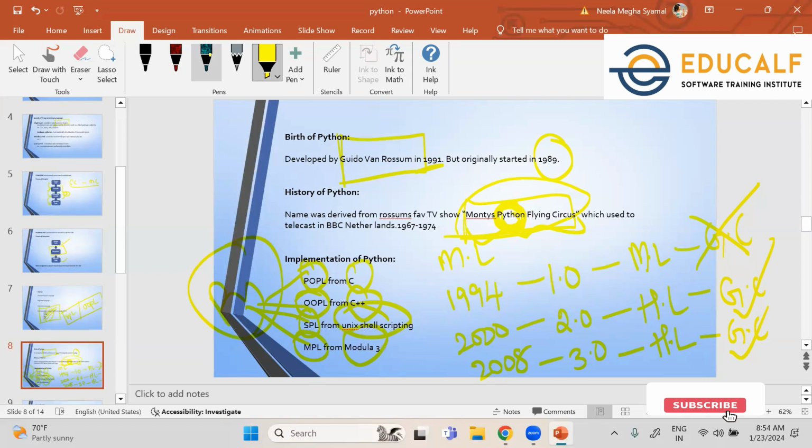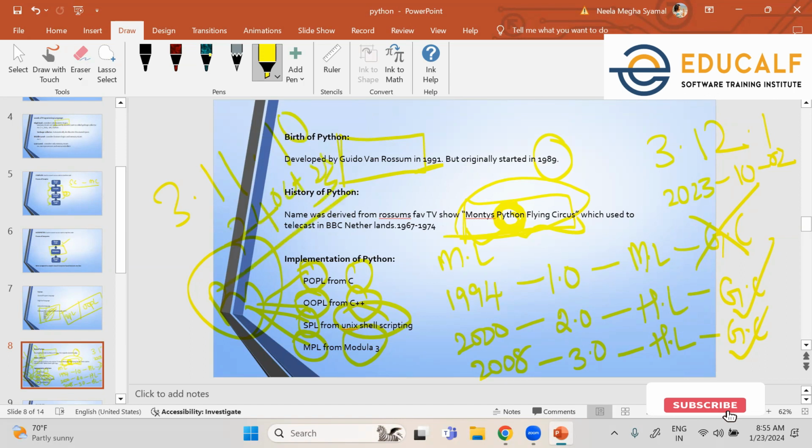And the latest version was 3.12, so 3.12.1 I can say, which got released on October 2nd, 2023. And on 24th October, another version, 3.11.10, has come, so 24th October 23. That means recently only.